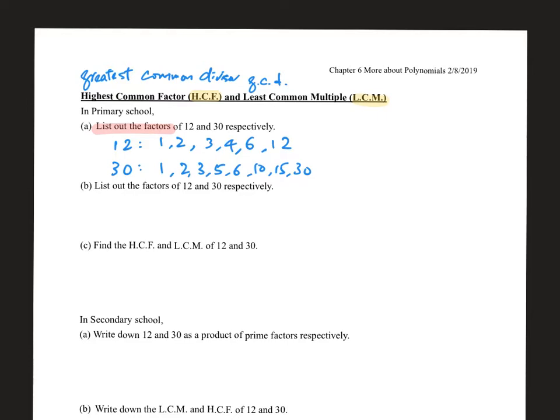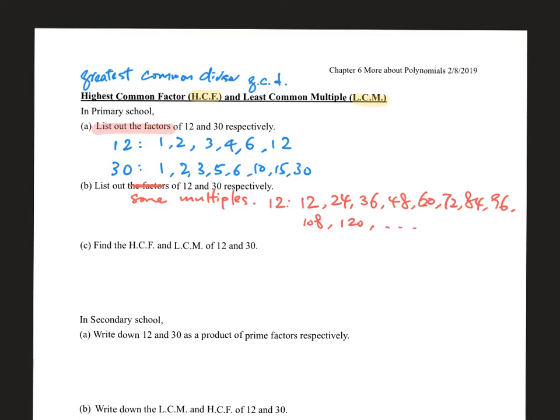Next, there should be a typo there. It is not listing out the factors, but listing some multiples of 12 and 30 respectively. The meaning of multiples is that you have 12 times 1, 12 times 2, 12 times 3, times 4, etc. Maybe I'll write some more, like 60, 72, 84, 96, because I'm going to demonstrate some ideas with you. For the multiples of 30, it's easier to write: 30, 60, 90, 120, etc. If you're smart enough, you'll see why I stop at 120.